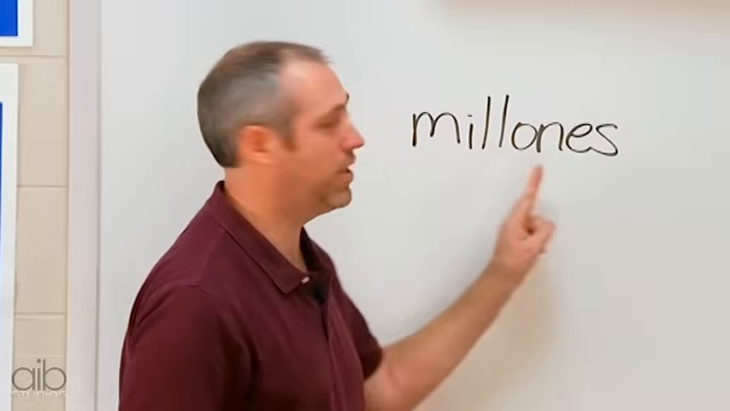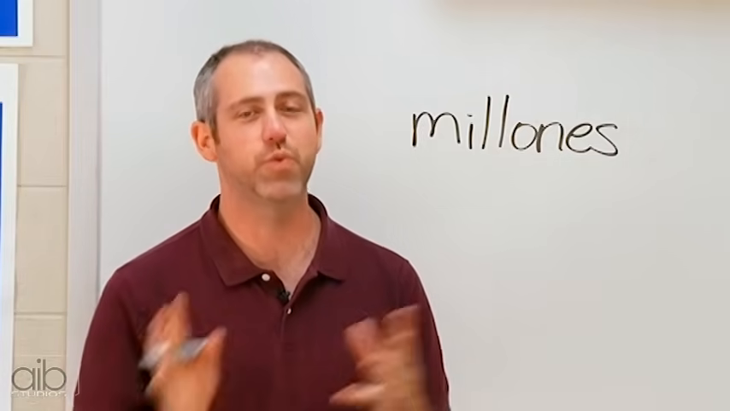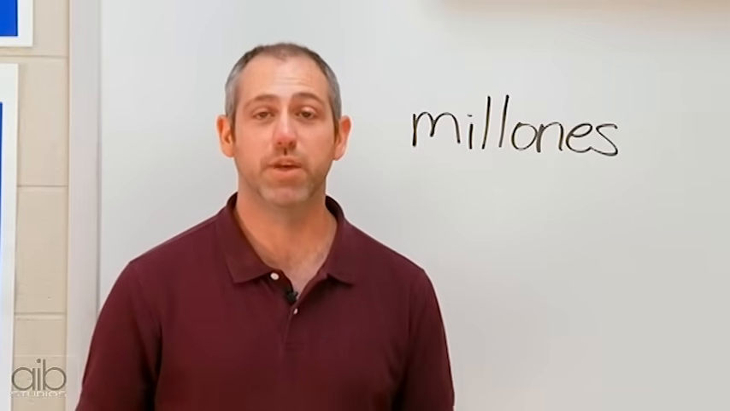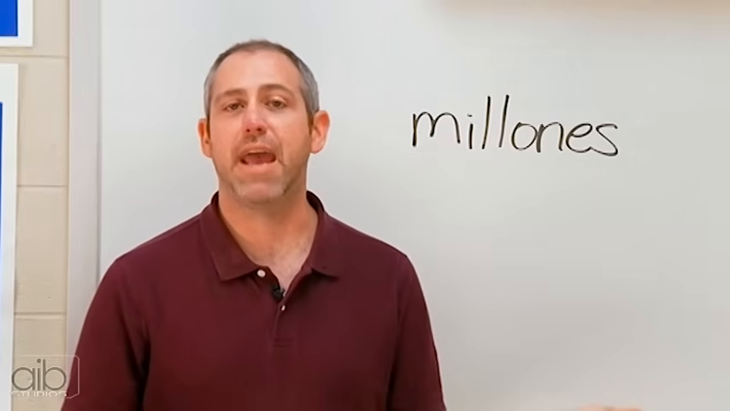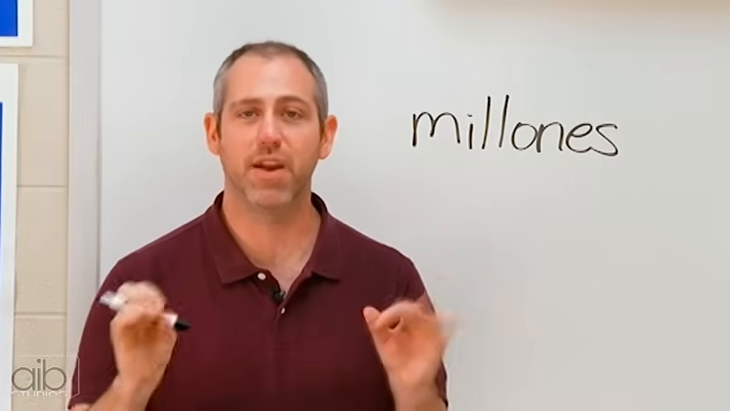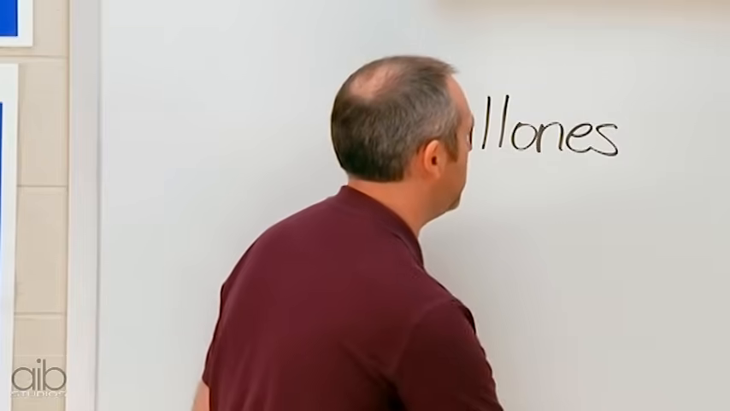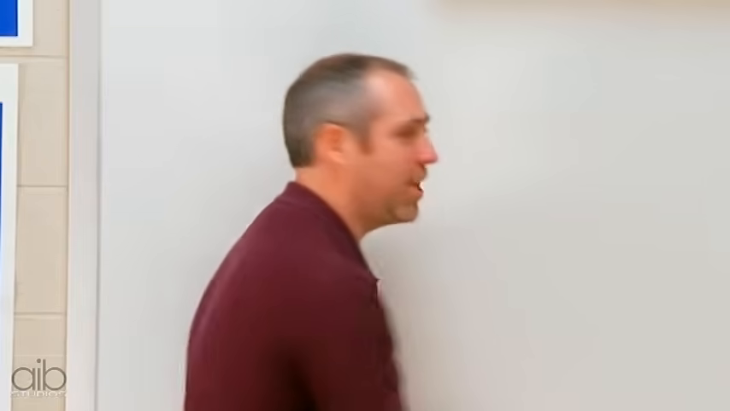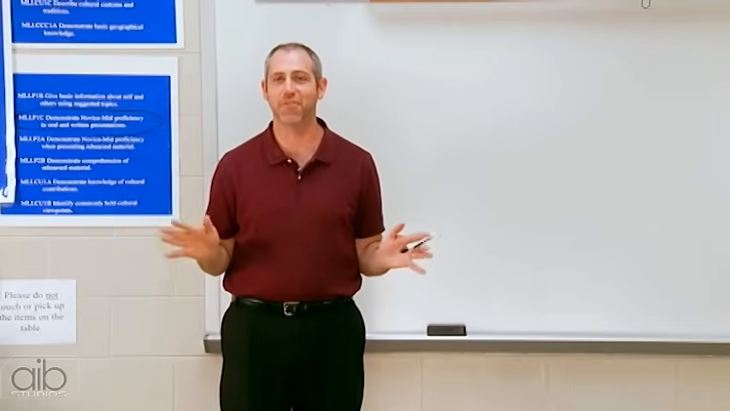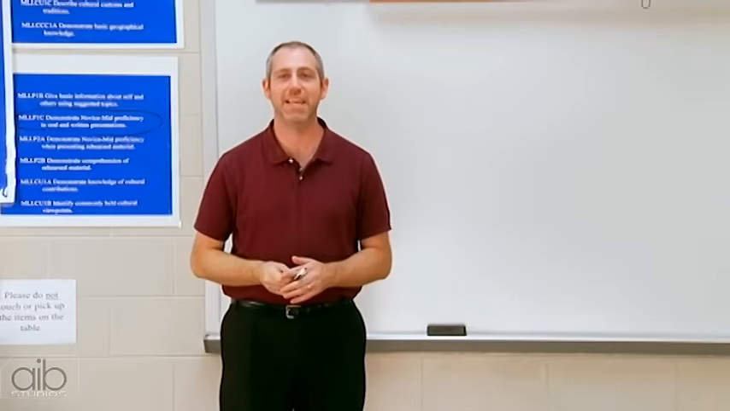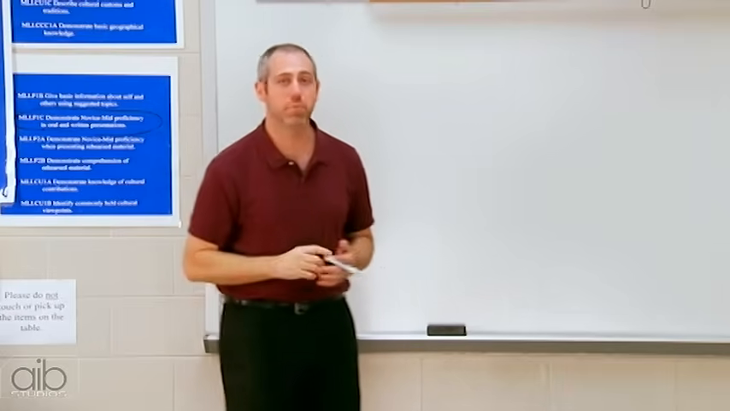Now, millones is 3 syllables. And remember our rule from before about words with 3 syllables? If it's 3 syllables, we stress the middle syllable. So now we don't need the accent. Millones, we're already stressing the middle. So we get rid of that accent. Now I'd like to give you a chance to try a few big numbers. Now just because they're big doesn't mean they're any more difficult. You can do them just as easily as those smaller numbers. So let's look at a few big numbers.